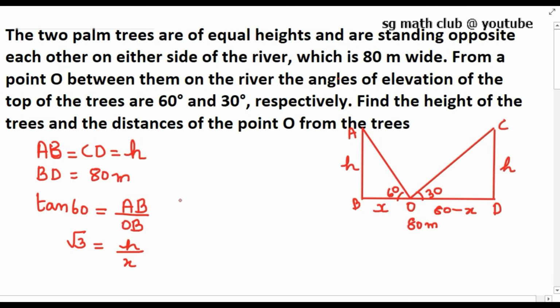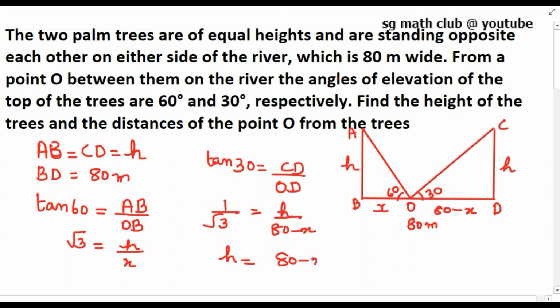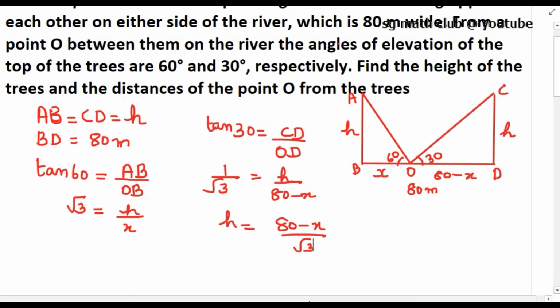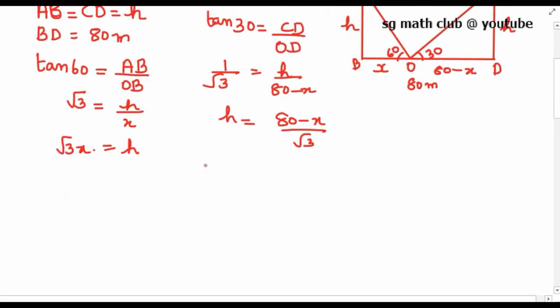Now if you take the next triangle, in triangle OCD, tan 30, again it is opposite side by adjacent side. CD divided by OD, 1 by root 3 equal to h divided by 80 minus x. So from this equation, h is equal to 80 minus x by root 3. This is my first equation, and here h is equal to root 3 x. So we can equate both and find out the value. Give this equation number 1, this as equation number 2.